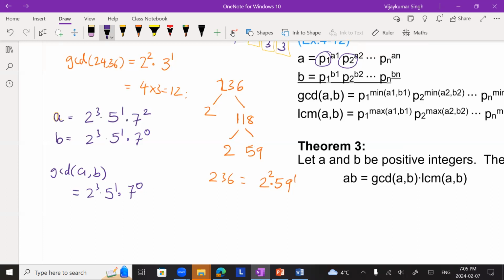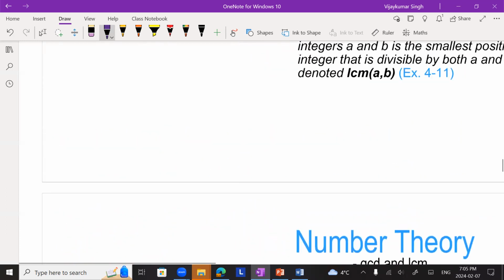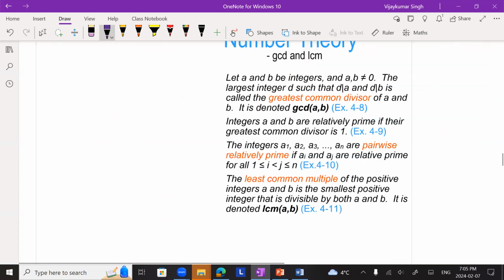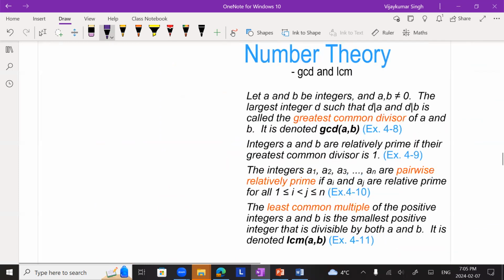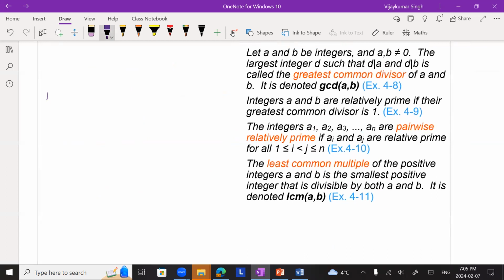All right. Now, the next one is the concept of LCM. So what is LCM? LCM, as the name says, is the least common multiple. Let's take two numbers and try to find the LCM. Let's say we are interested in the LCM of 9 and 12.